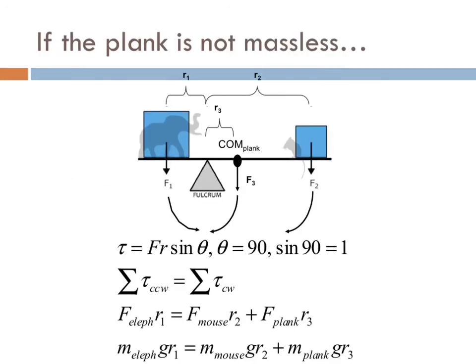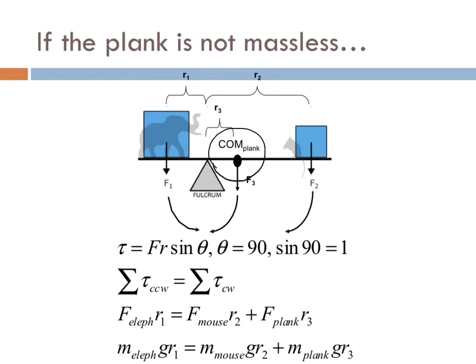Now our last situation assumed that the plank that these two masses were sitting on was massless. But if that plank is not massless, meaning it does have mass, then we can actually calculate the center of mass of that plank. And if it's a uniform mass, then the center of mass will be located right in the middle, at a distance L divided by 2.